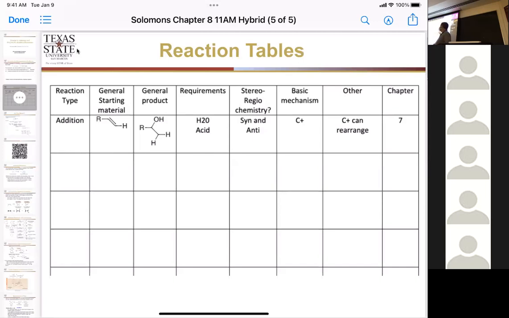And then the basic mechanism: does it form a carbocation? Is it SN1, SN2, E1, E2? If it forms a cation, then you have to say, okay, that's rearrangement. And this is actually in chapter 8. But anyway, if you go back and start filling this out, you can start looking at it going, oh, that's really the way I need to remember these things.